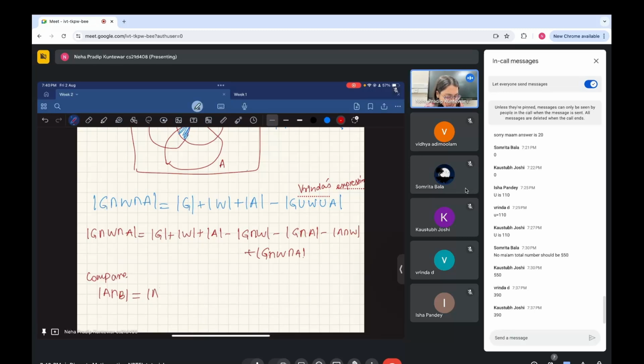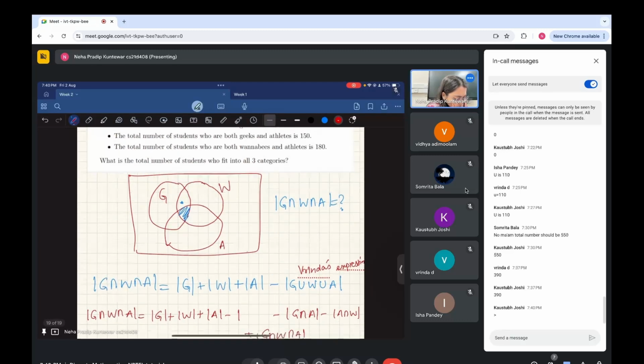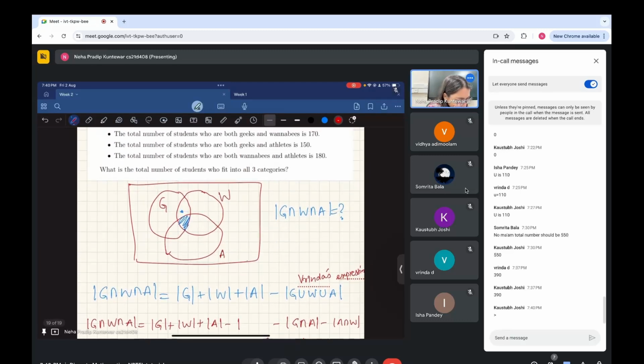So we said that the cardinality of A union B is the same as the cardinality of A plus the cardinality of B minus the cardinality of the intersection. So we will try to derive it the same way that we did earlier. Okay, so let's see how to do that.